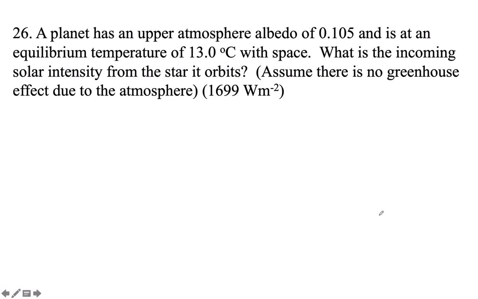A planet has an upper atmosphere albedo of 0.105 and it is at an equilibrium temperature of 13 degrees with space. What is the incoming solar intensity from the star it orbits? Assume there is no greenhouse effect due to the atmosphere. Okay. Which, probably you can't do that.